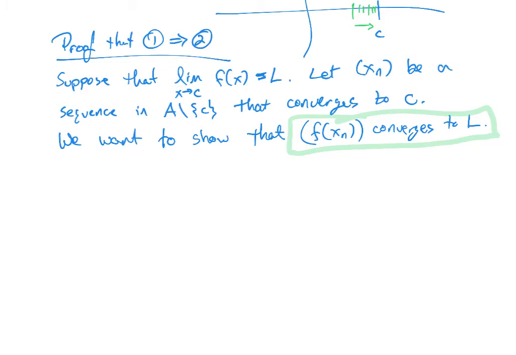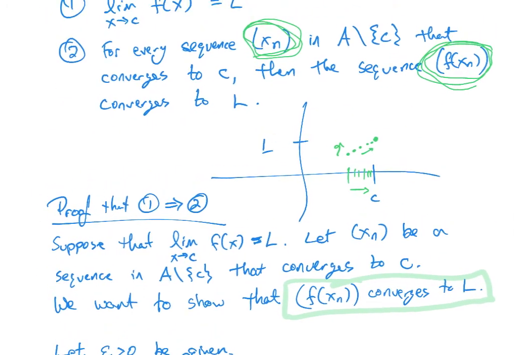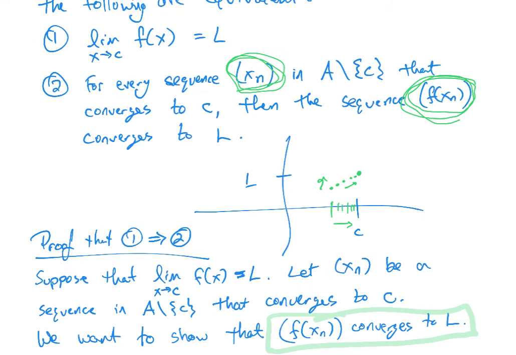I have a question. Go ahead. So this sequence xn in the theorem or in this proof, does that have to be strictly increasing or strictly decreasing? No, my picture was a little bit misleading there. Not at all. I can jump around.